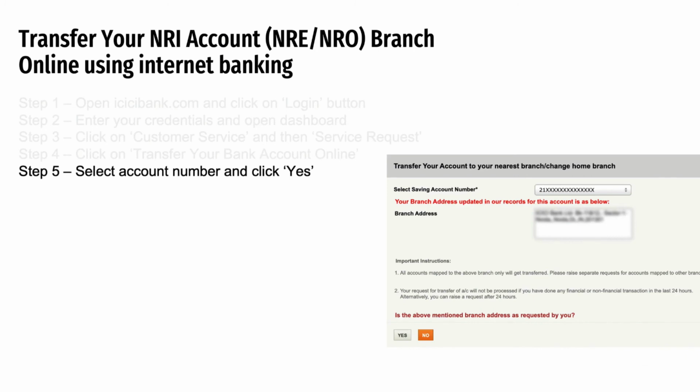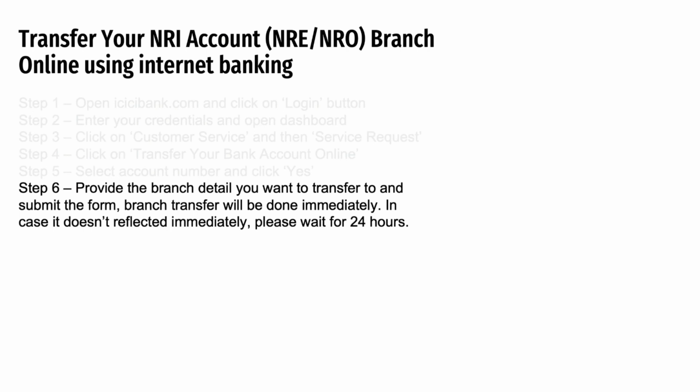Then you need to select the account number for which you want to make the changes and then click on yes. On the next page, you need to provide the branch details and submit the form. You will get the success prompt informing you that your changes are now completed. If for some reason it doesn't reflect immediately, please wait for 24 hours.